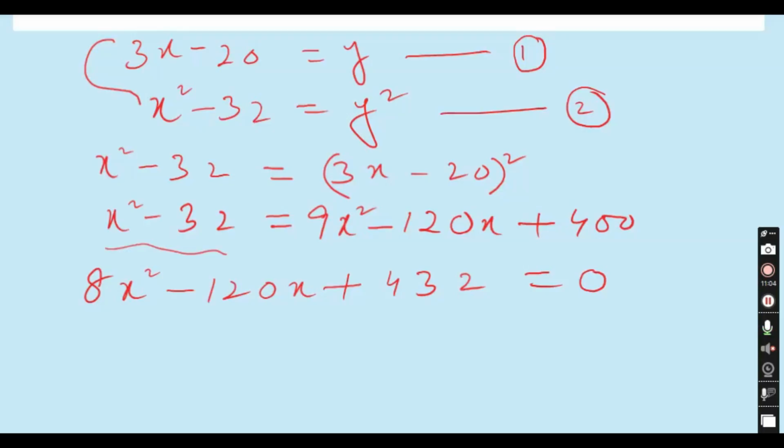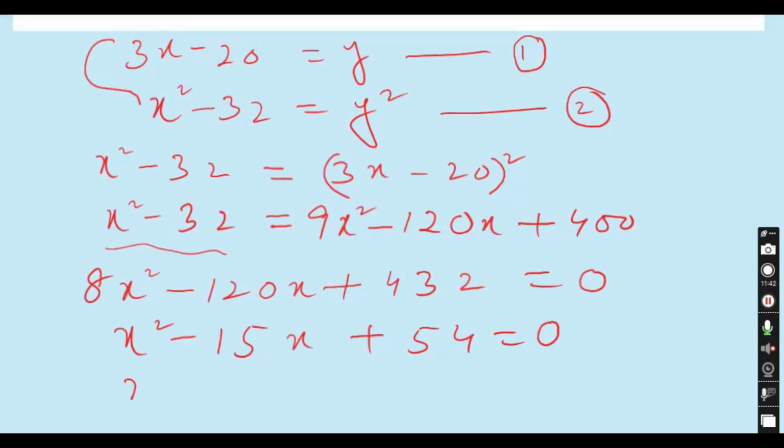So divide the whole equation by 8. 8x square upon 8 is x square. 120 upon 8 is 15x. 432 upon 8 is 54, is equal to 0. You are an AddMath student. You can solve this quadratic equation by applying any method, that is the method of factorization or the quadratic formula or the method of completing square. So this is your choice.